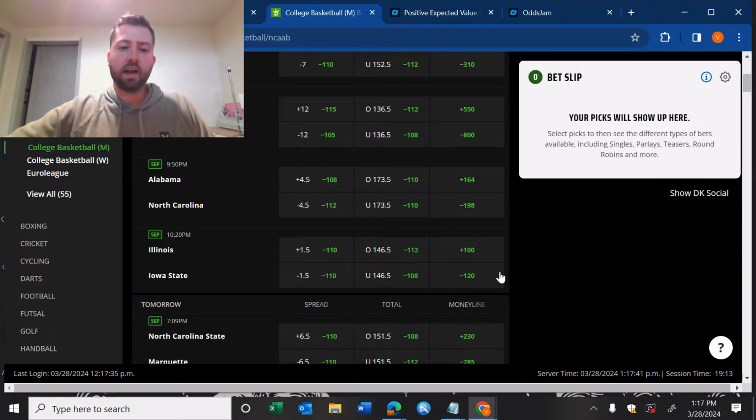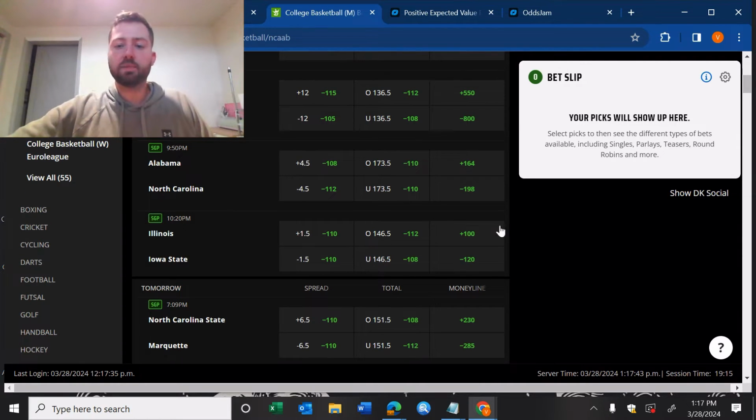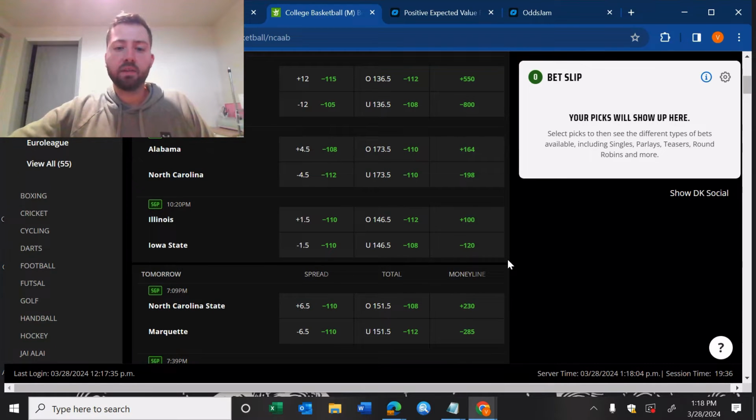So let's look here. Iowa State versus Illinois game. We have plus 100 on one side of the line, minus 120 on the other. The difference here is 20, which would be a market width of 20. That's a very low width. You could assume that they're very confident in this line.